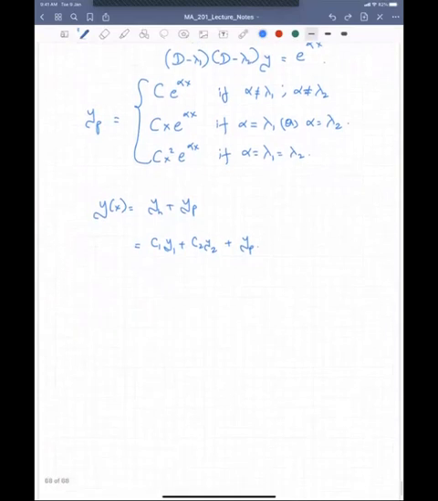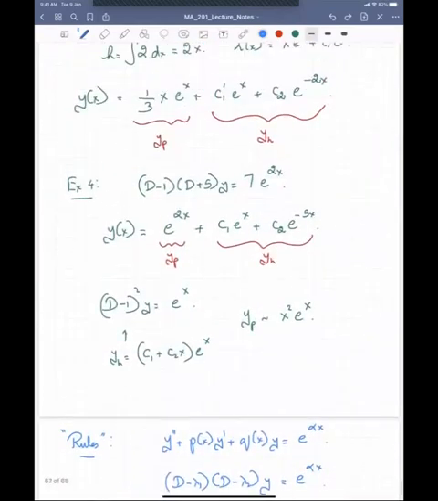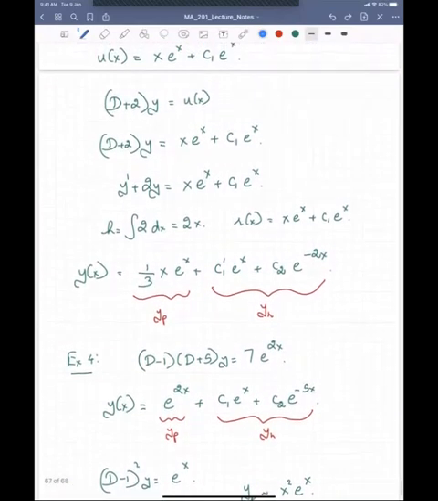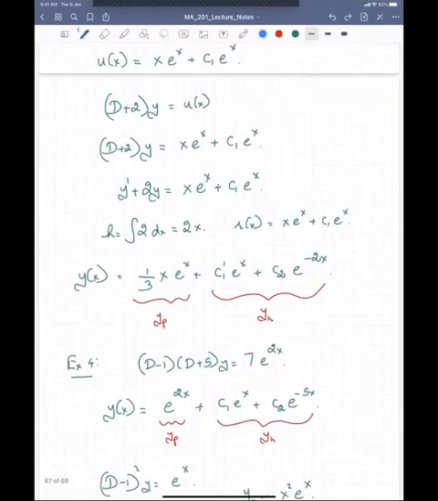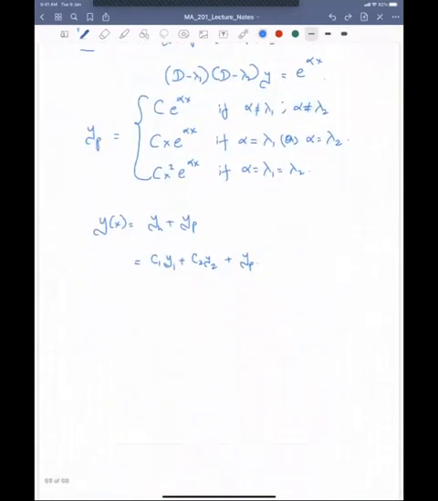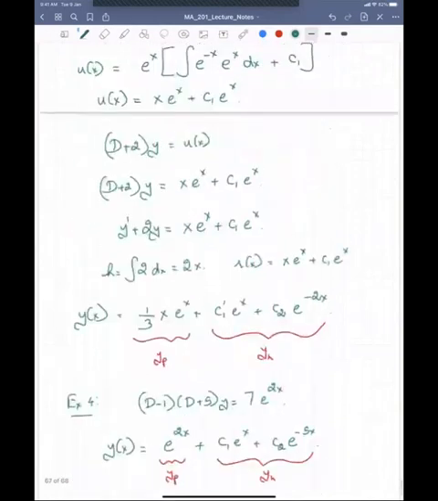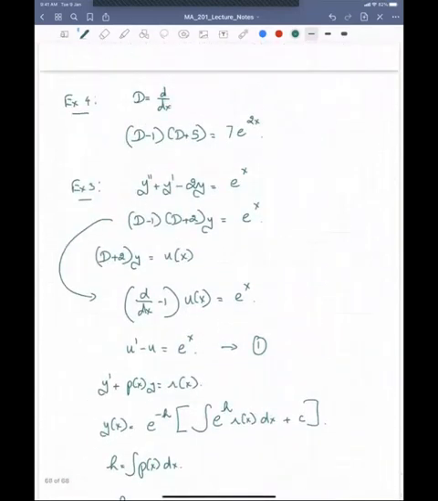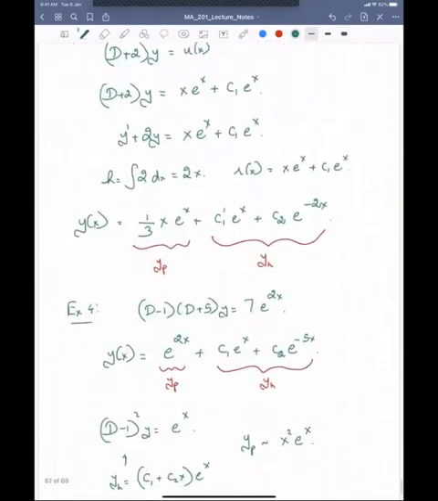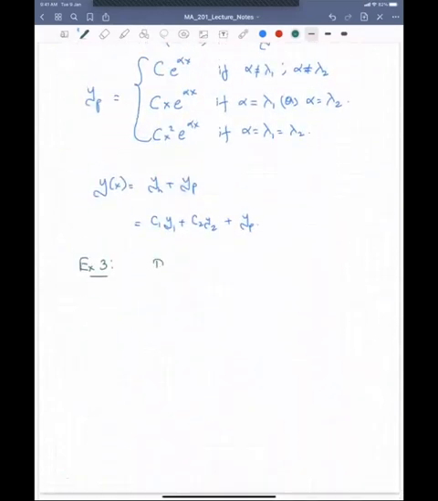So I'll convince you this is true by doing the example that we solved laboriously. So this example, where in this case, my particular solution was 1/3 x e to the x, right? So again, in this case, I'll go back to example 3 and I will use the rule book this time. So example 3 can be written as, what was this? (D minus 1)(D plus 2) y is e to the x, right? (D minus 1)(D plus 2) y is e to the x.